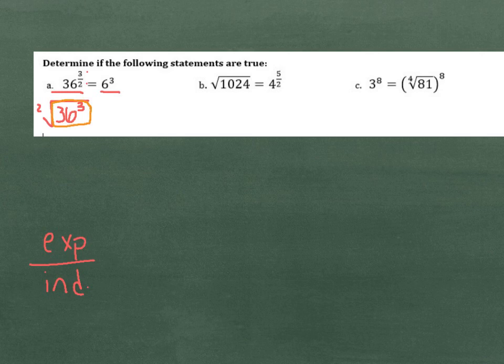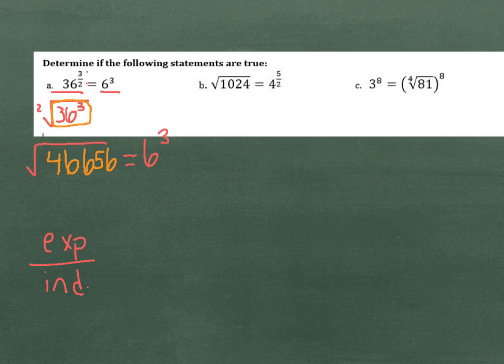So first of all, let's put 36 to the 3rd power into your calculator. And what you should get is 46,656. So that's a huge number, but remember that the square root symbol is going to come down. And this, we're looking to see, is that equal to 6 to the third power?